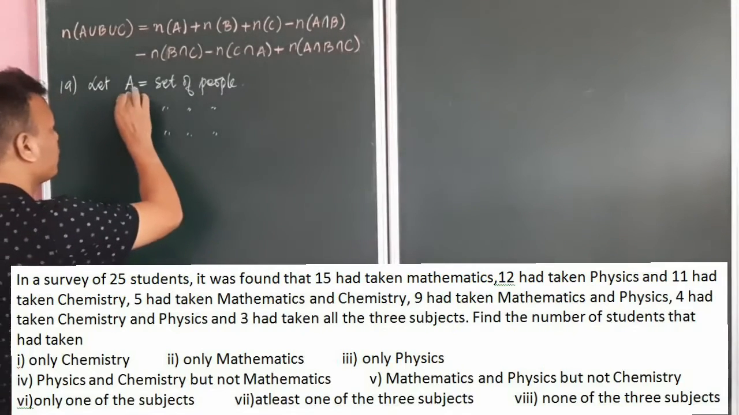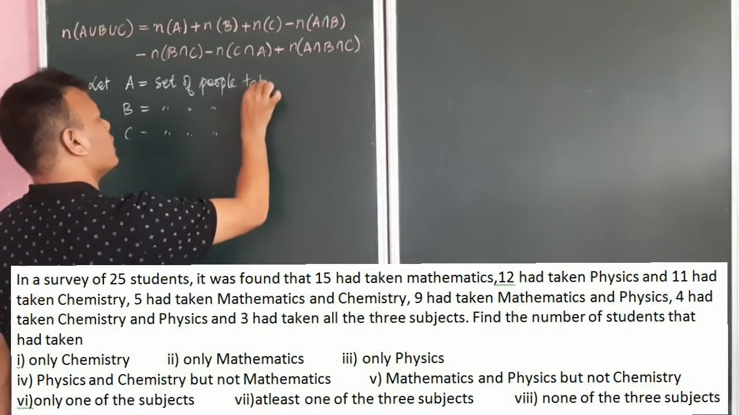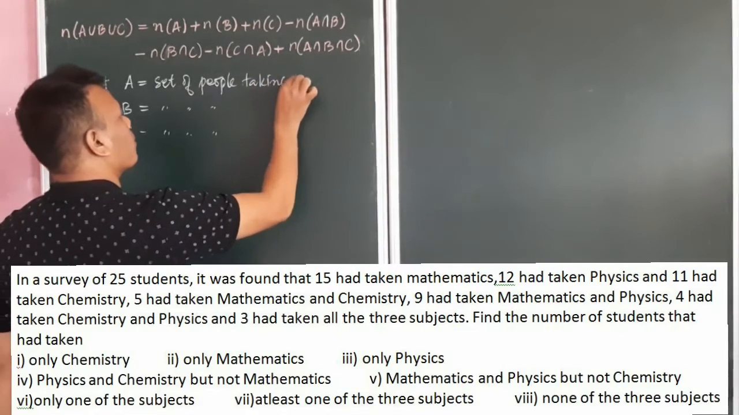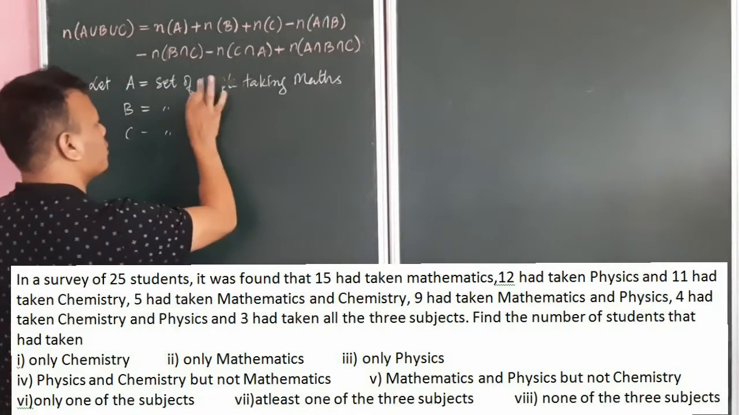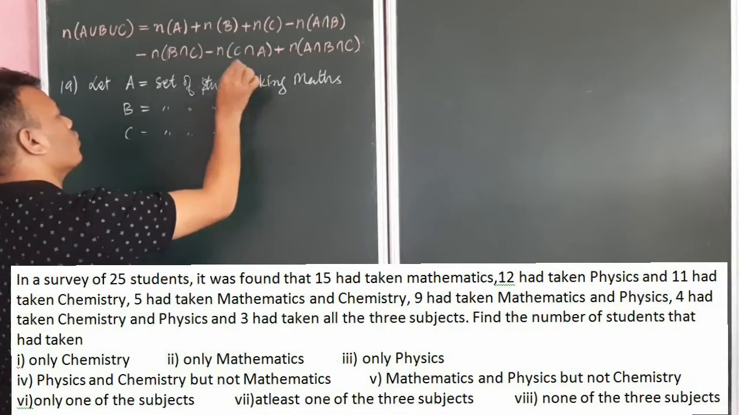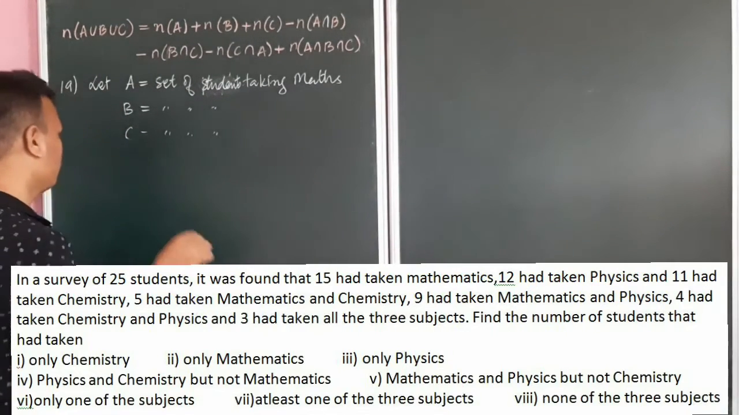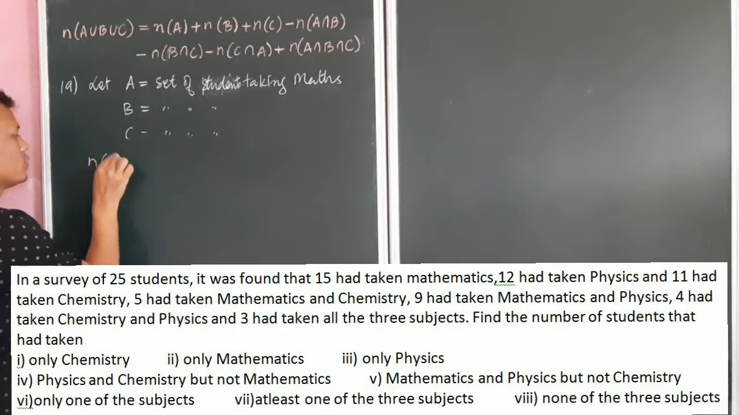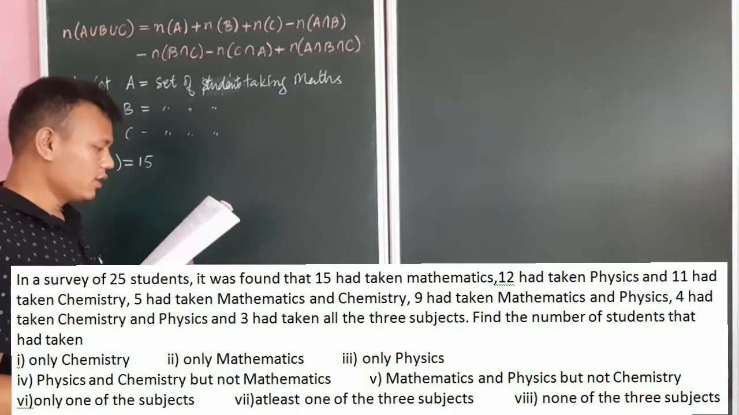Okay, so let me write A as the set of people taking maths, or set of students. It will be better if you write students out here. So the set of students who have taken maths. Next, we have N of A, that is the set of students who have taken mathematics, is 15. Number of people are 15.